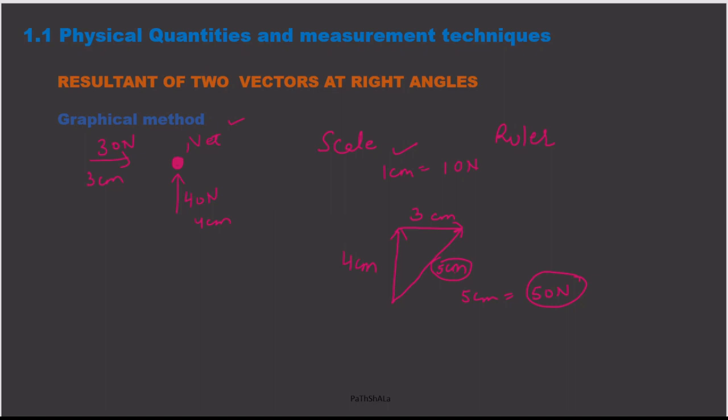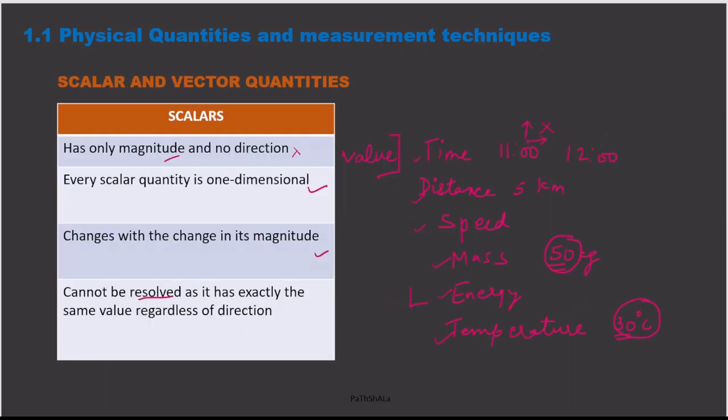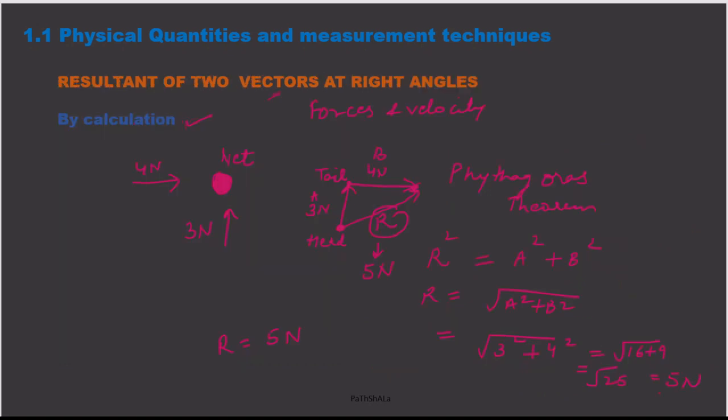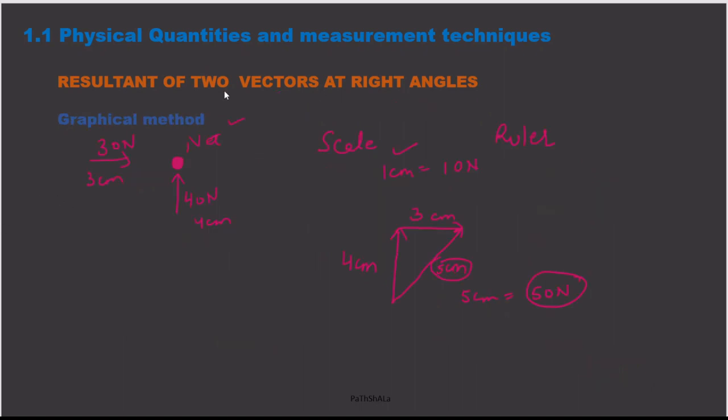Okay, that's it. So just for quick revision, scalar quantities have only magnitude. Examples: time, distance, speed, mass, energy and temperature. Vector quantities have both magnitude and direction: force, weight, velocity, acceleration, momentum, gravitational field strength and electric field strength. For the resultant of velocity or forces by calculation, use Pythagoras theorem. For the graphical method, use your ruler, choose a scale, draw the lines, find the angle.